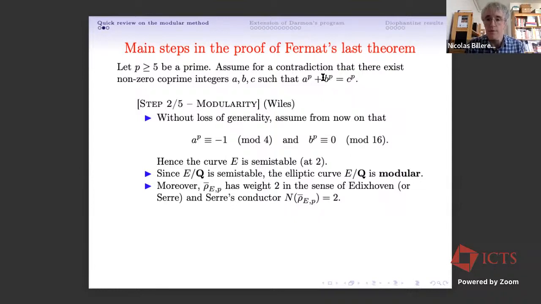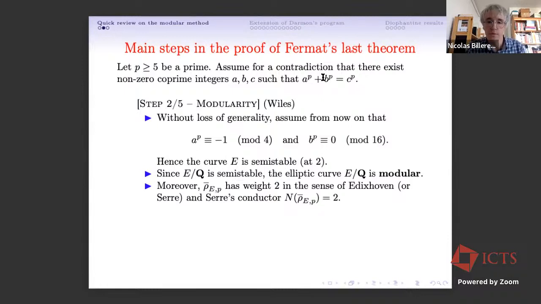That implies, by the work of Wiles, that E over Q is modular. And what does it mean for us that E over Q is modular? There are several equivalent definitions of this, but let's say that here we understand it as follows: attached to E is a system of l-adic representations, and that system of l-adic representations coincides with a system of l-adic representations attached to some modular form, cuspidal form, eigenform, and that's the meaning of E over Q being modular.